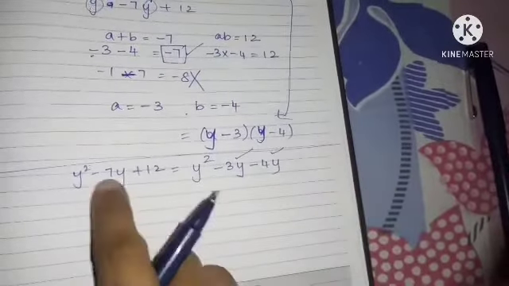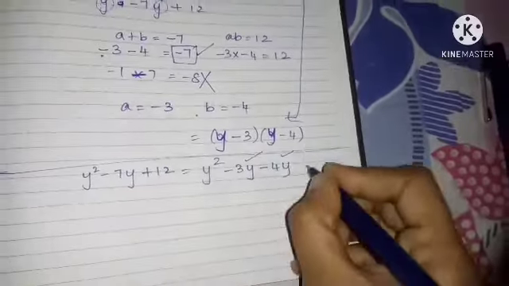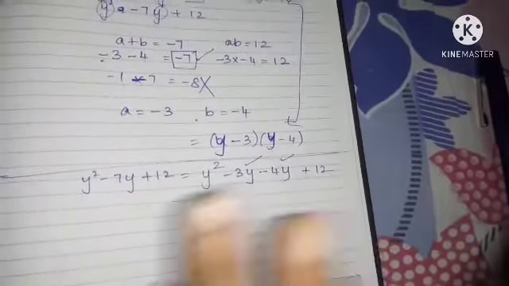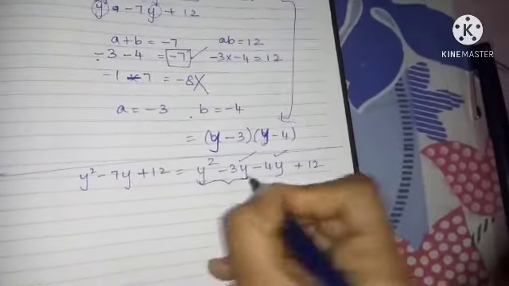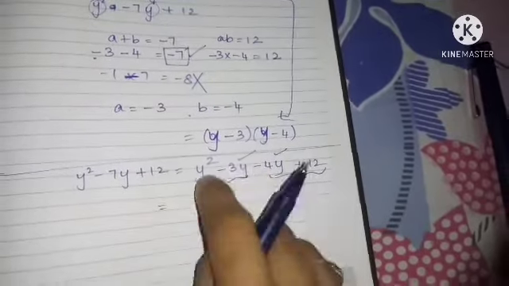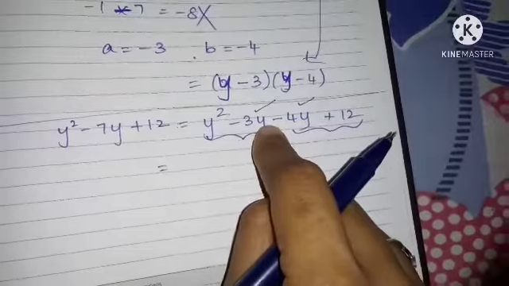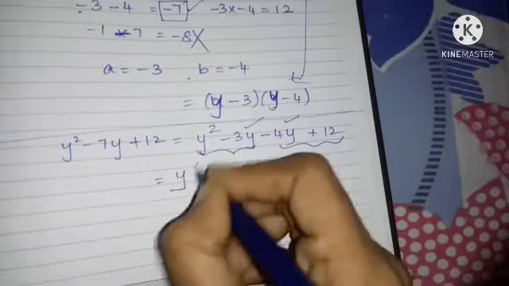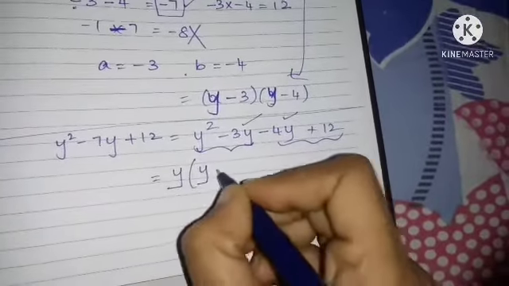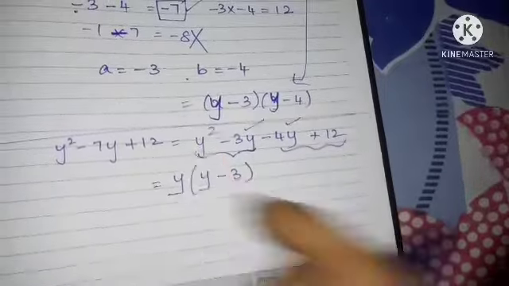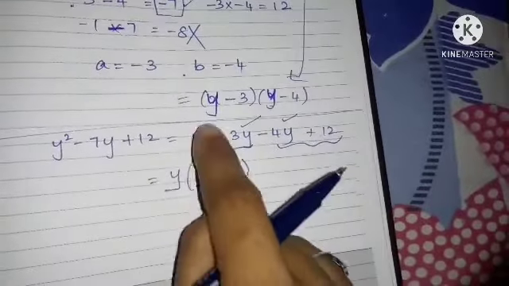Minus 3 minus 4 will become minus 7, right? Plus 12. Yes, I have separated like this. Now I am combining these two things. If I combine these two, what is common in between these two? Y. If I take y outside, what will be remaining? Y minus 3. If I take y outside in both, in this y square is there.